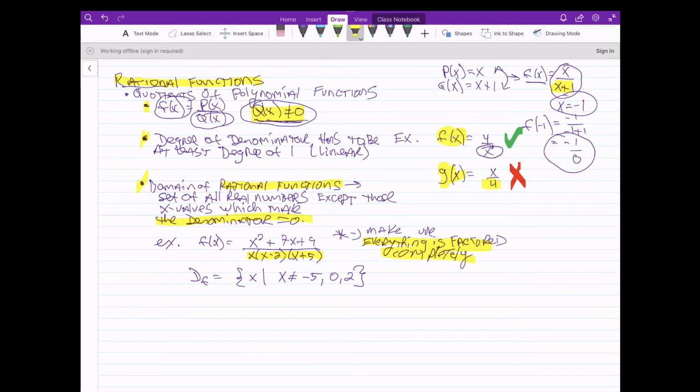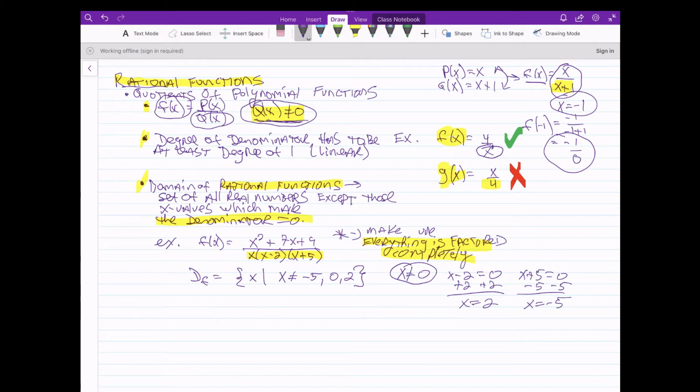And what we want to do is to find your domain. All you're going to do, after you factor it, is set these factors equal to 0. If I do it over here, we would have x equals 0, we would have x minus 2 equals 0, or x plus 5 equals 0. And then you just solve for x. Well, the first one is already solved. And then for this one, all you would do is add 2. So we would have x equals 2. And then subtract 5. So we would get x equals negative 5.